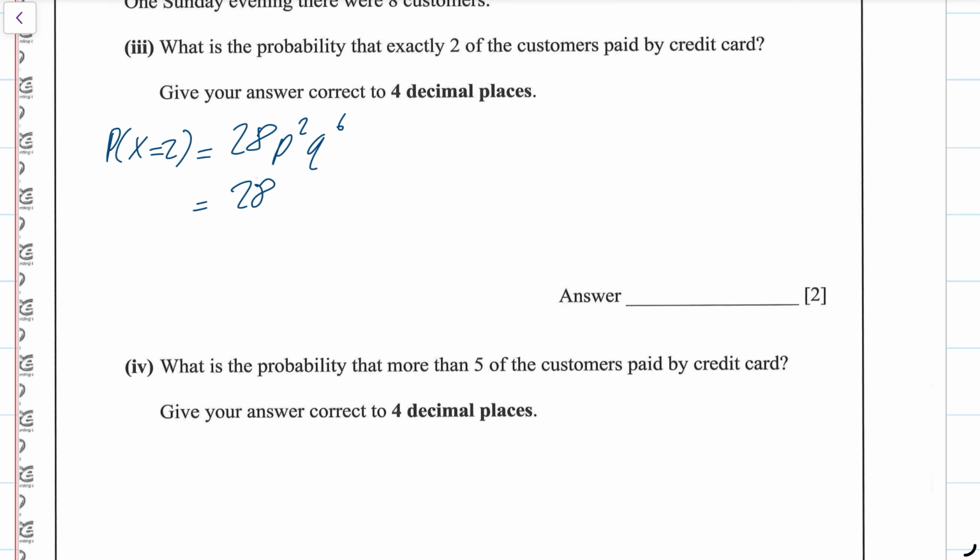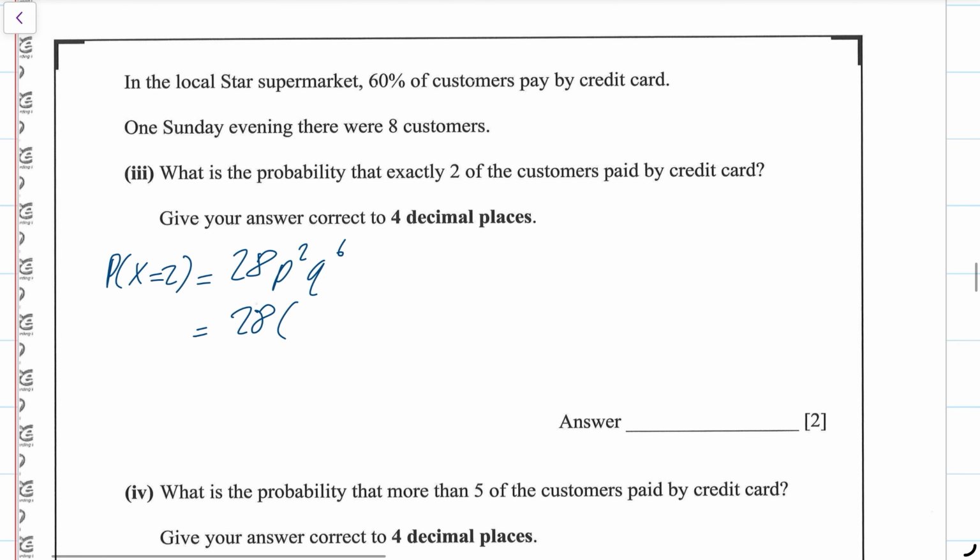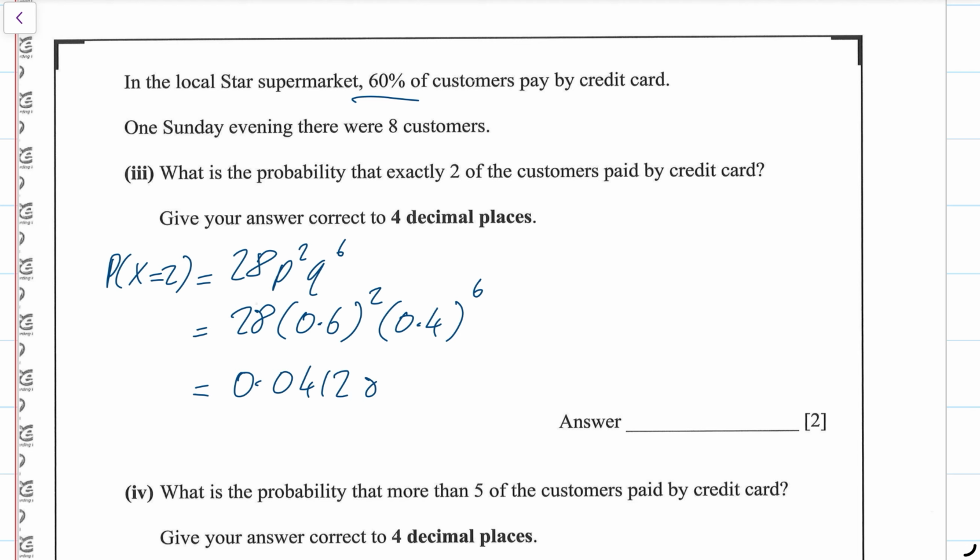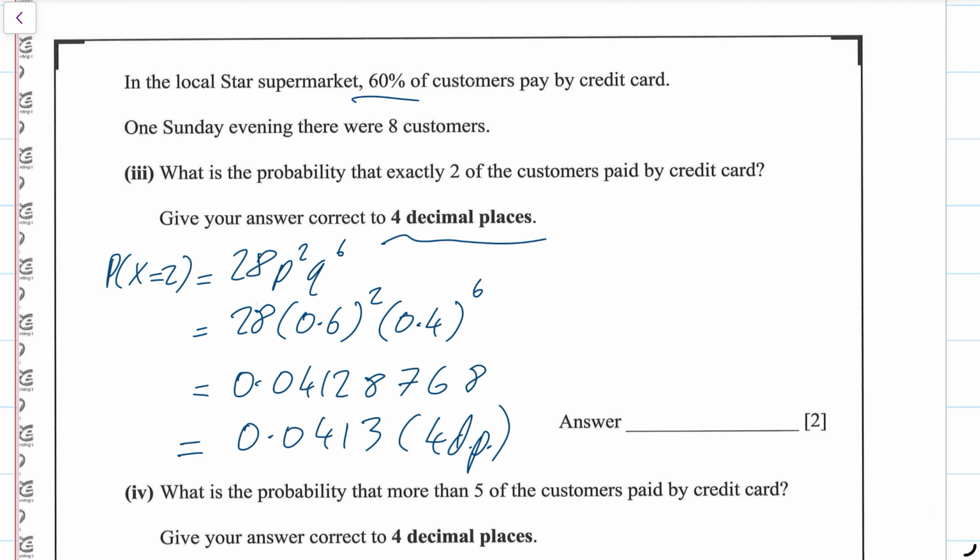So in this case, that's 28. The probability of success was 60%. So 0.6 squared. If 60% pay by card, 40% or 0.4 don't. And you fire that in, and what I got was 0.04128768. They said in this one 4 decimal places, so 0.0413 to 4 decimal places.